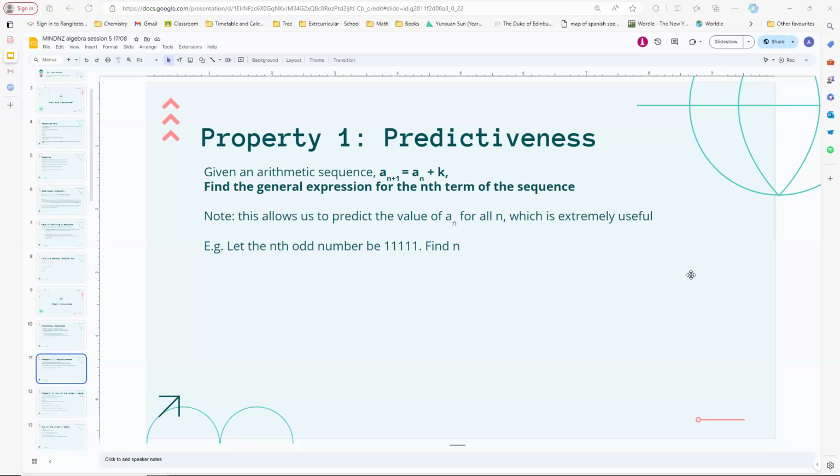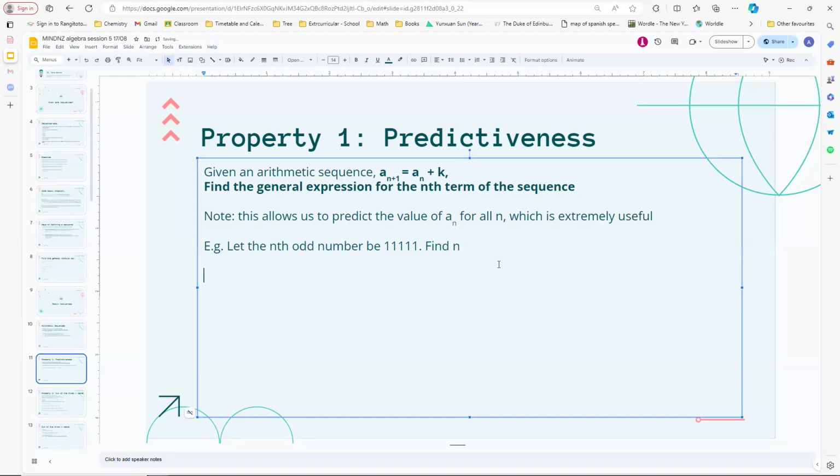So an example of this is if we consider the sequence of odd numbers, which is an arithmetic sequence with starting term 1 and common difference 2, right? 1, then add 2 to get 3, add 2 to get 5, add 2 to get 7, and so on. Let's say the nth odd number is 11,111, and find n. Should I give them a bit of time to think? Give them a bit of time to think. Okay, we'll give you guys not too much time, but maybe 30 seconds or a minute to just have a think about this.